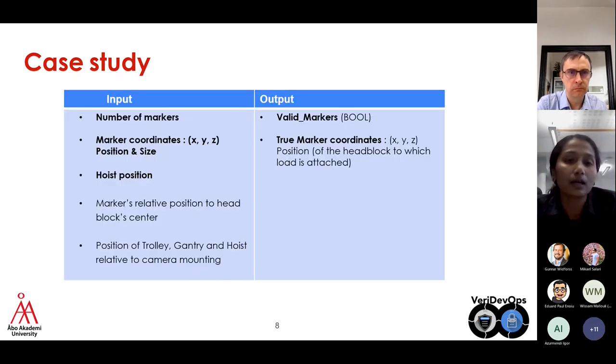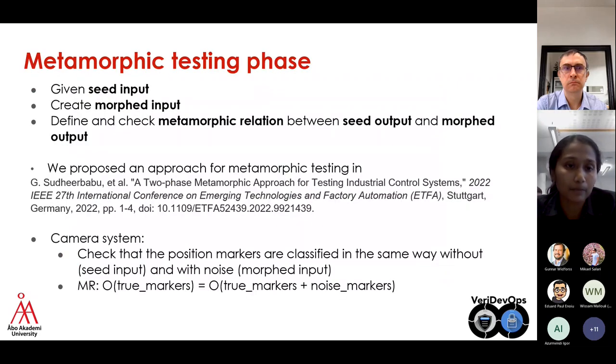This system has a vast input space, but using the metamorphic testing approach, we identify a few inputs from the vast input space and use them to derive a metamorphic relation. We use the marker coordinates, the number of marker coordinates and the hoist position as the main inputs, to derive if the functional behavior of the system is as expected. For this LPS system, the classification of the markers is used to derive the metamorphic relation.